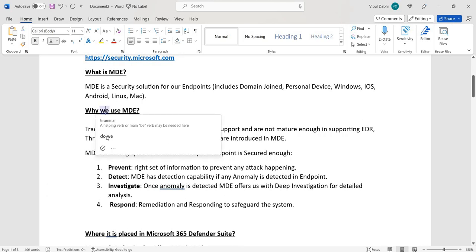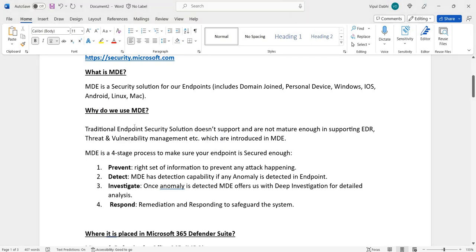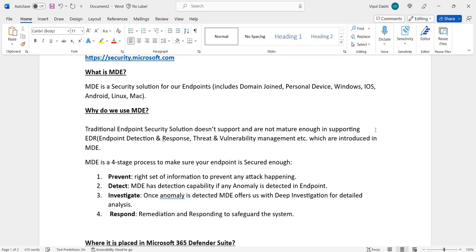Then why do we use Microsoft Defender for Endpoint? Traditional endpoint security solutions are not mature enough in supporting EDR. So what does EDR stand for? EDR stands for Endpoint Detection and Response. They don't support all these things, and also threat and vulnerability management, abbreviated as TVM, which were introduced in Microsoft Defender for Endpoint. So these are the key features. There are other features as well, but these are what make it different from the regular endpoint solutions in the market.